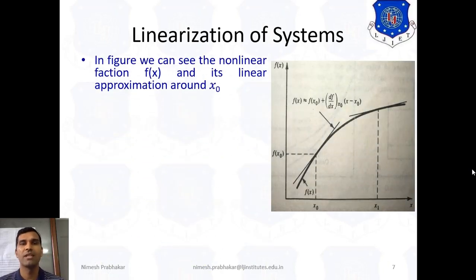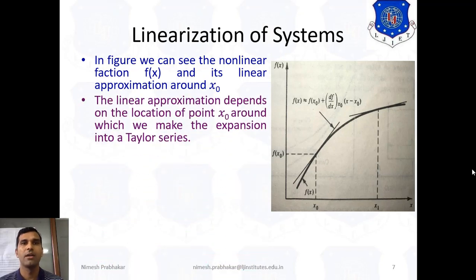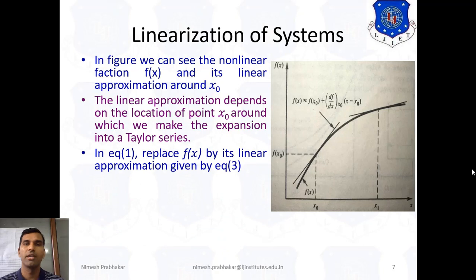In the figure we can see the non-linear function f(x) and its linear approximation around x0, and the linear approximation depends on the location of x0 around which we make the expansion into the Taylor series, as we discussed above. So in equation number 1 we replace the value of f(x) by its linear approximation.